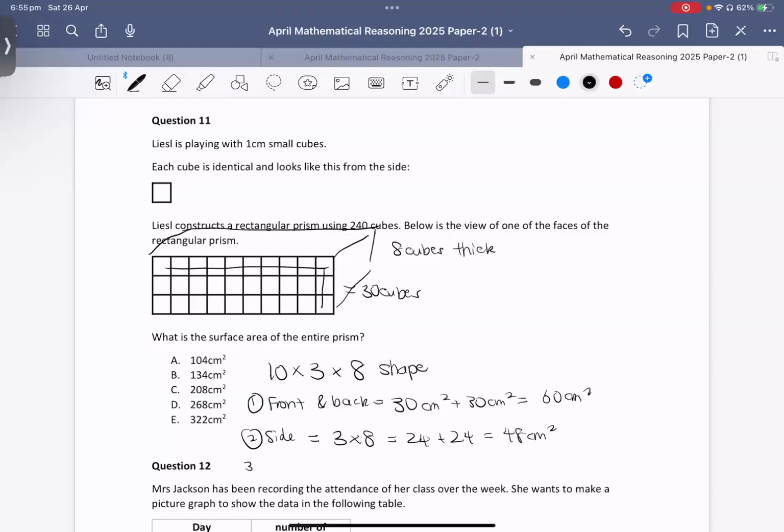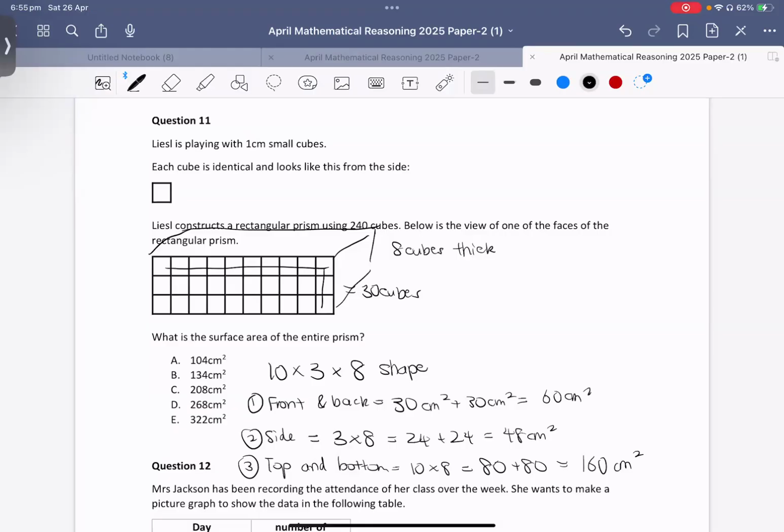And then if we do the top and the bottom, we know it's going to be 10 by 8, right? And there's going to be two of those. So we get 160 squared centimeters.